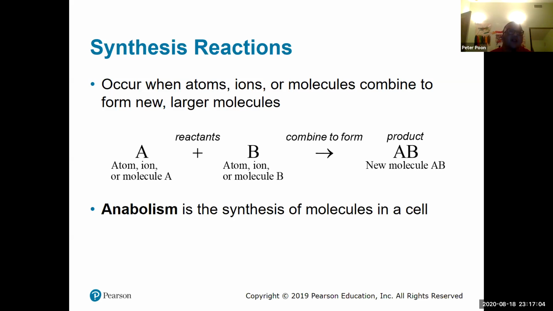All right. The first type of reaction we'll go over is called a synthesis reaction. A synthesis reaction occurs when atoms, ions, or molecules combine together to form new, larger molecules. Okay, so these two come together to form AB. This is called anabolism. Okay, building of new structures. This requires energy. Okay, putting things together requires energy. Breaking things apart does not.